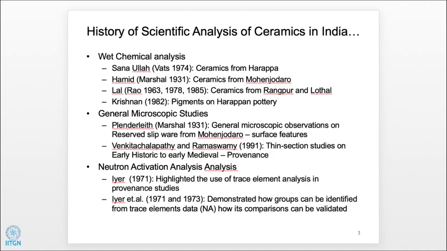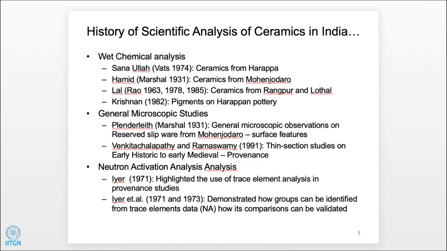And now, if you look at the Indian archaeological scenario, science-based analysis is not a new thing in Indian archaeology. If you look at this chart, wet chemical analysis was used by Hamid. It was published in 1931, that is ceramics from Mohenjo-daro. And then Sana Ulla, then Dr. D. Lal, and this Krishnan appearing, that is me.